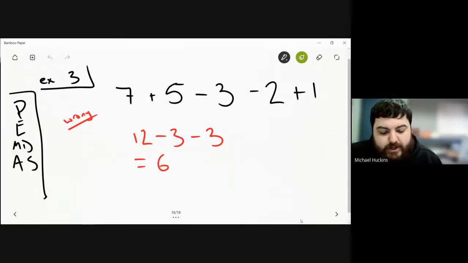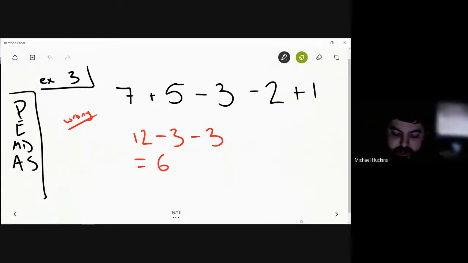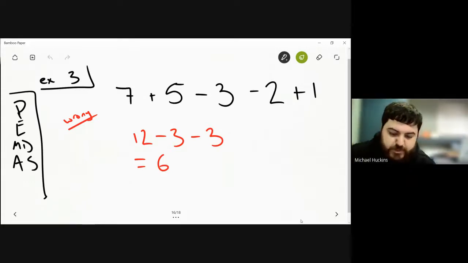Moving on to adding and subtracting, though. If I just wrote this random expression, 7 plus 5 minus 3 minus 2 plus 1, if we operate under the impression that addition is first, I would end up with 12 minus 3 minus 3, because we'd add 7 plus 5 first, and we'd add 2 plus 1 first. This would ultimately give us 6, which is not what we want.